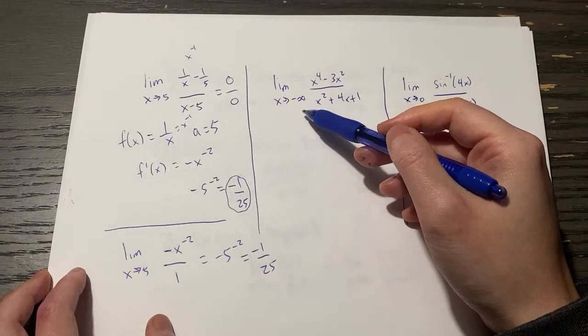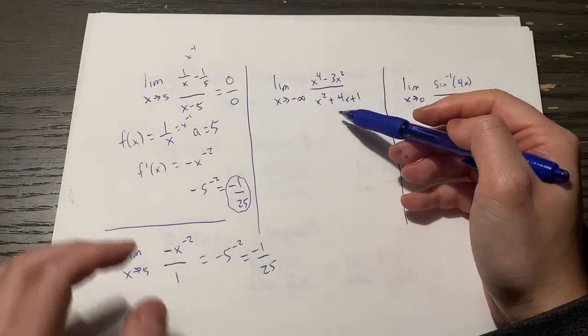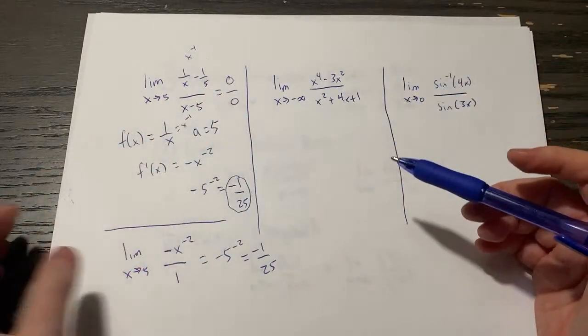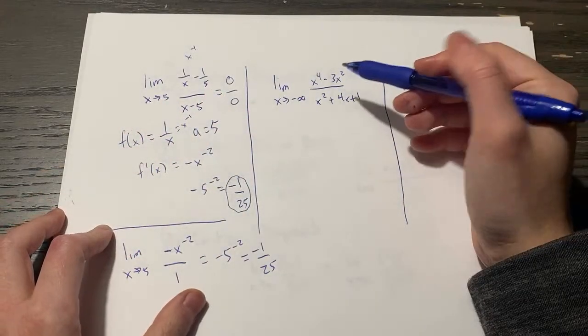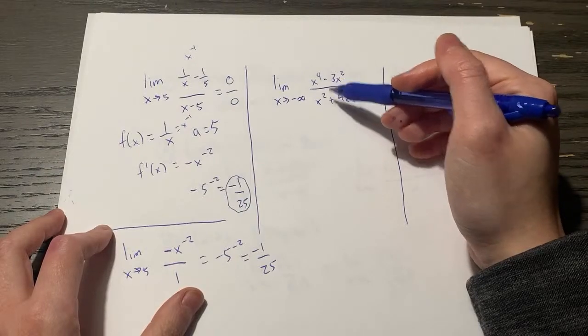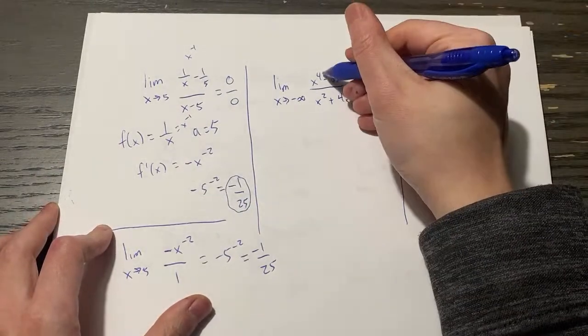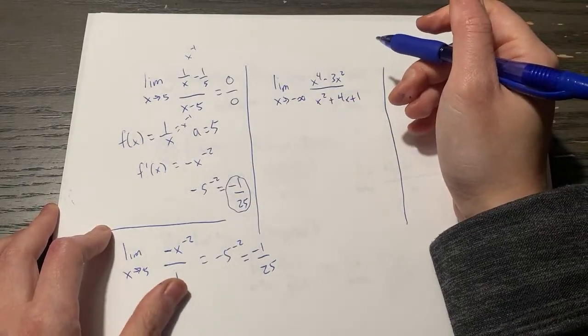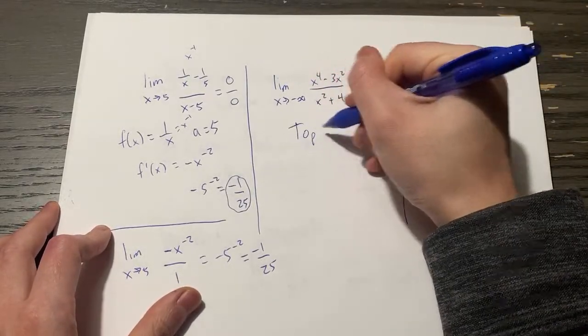This middle one is going to negative infinity. We have a polynomial over a polynomial, so it looks like we should be doing heaviness. This is the prime time to do heaviness. So it's going to be x to the 4th over x squared. Let's first compare. Well, we have a 4 here and we have a 2 here. So that means that this limit is going to be top heavy.